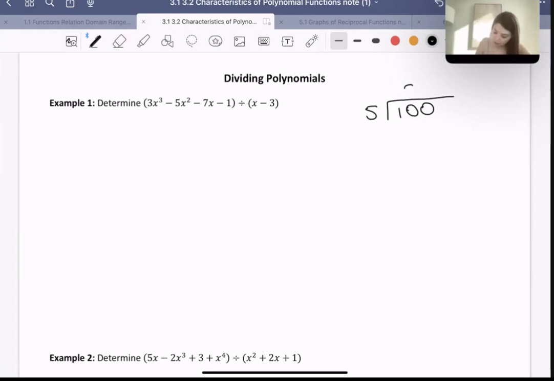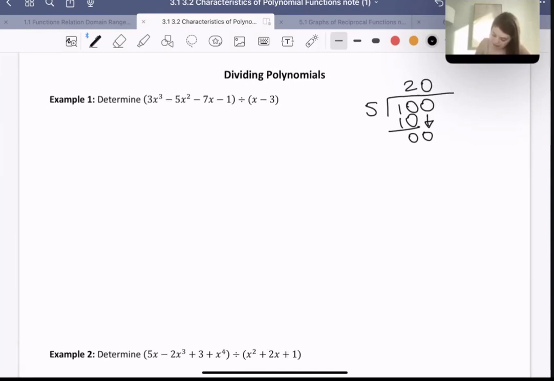10? Oh, 2 times. What's 5 times 2? It's 10. And what's 10 minus 10? 0. Okay, then bring down the 0. How many times does 5 go into 0? 0 times. 5 times 0 is 0. 0 minus 0 is 0. So we have a remainder 0, and the answer is 20.